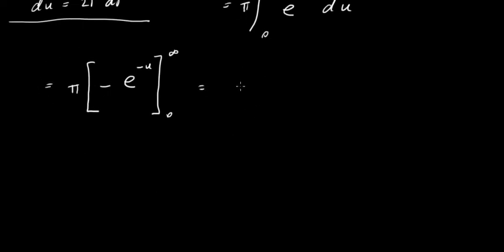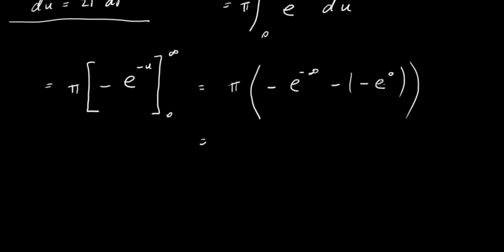So we have pi, and now we want to put infinity in here, so we've got minus e to the power of minus infinity, and then we've got to subtract minus e to the power of 0. We've got to substitute in 0 as well, or minus 0, whichever way you want to write it. So this is what we've got to do. Let's see what happens when we do this.